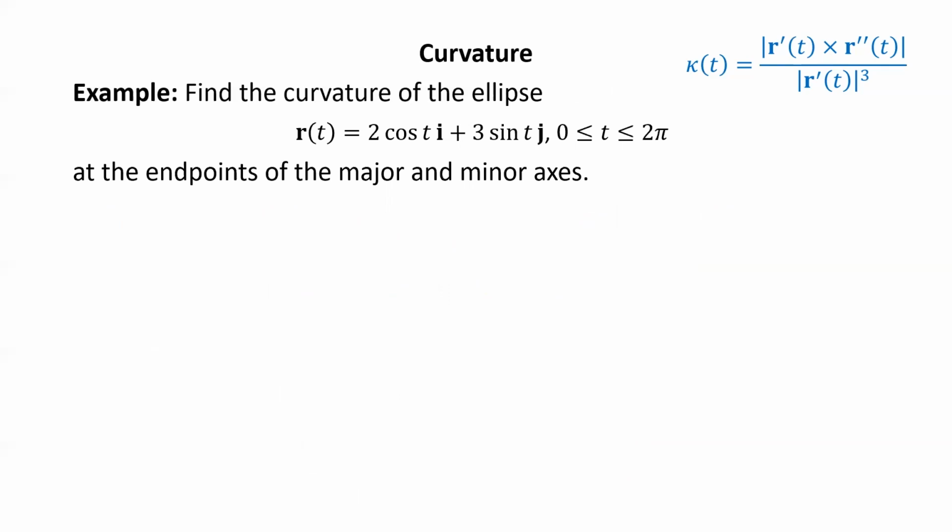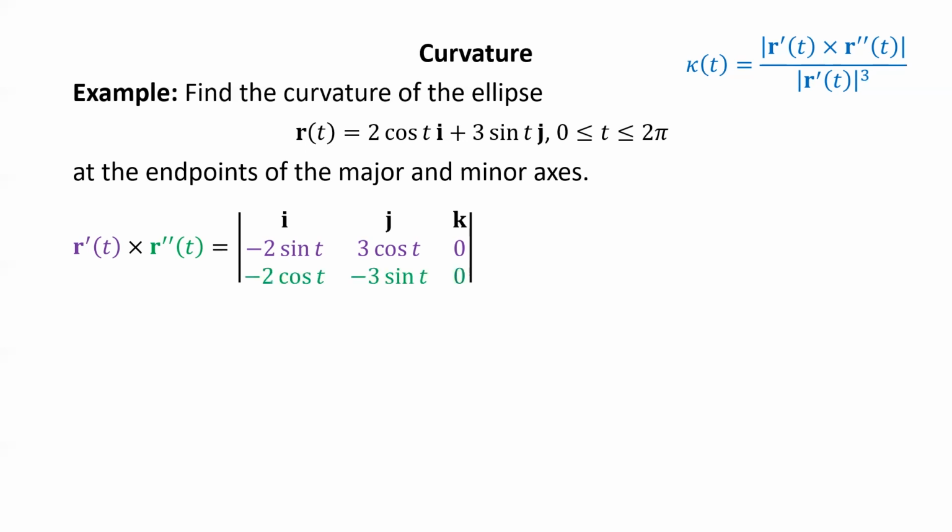We're going to use the same curvature formula as in the last example. Let's start by computing the cross product of the derivative and second derivative. So the first derivative: the derivative of 2 cosine t is negative 2 sine t, and the derivative of 3 sine t is 3 cosine t. Since there's no k component, we just get 0 there.